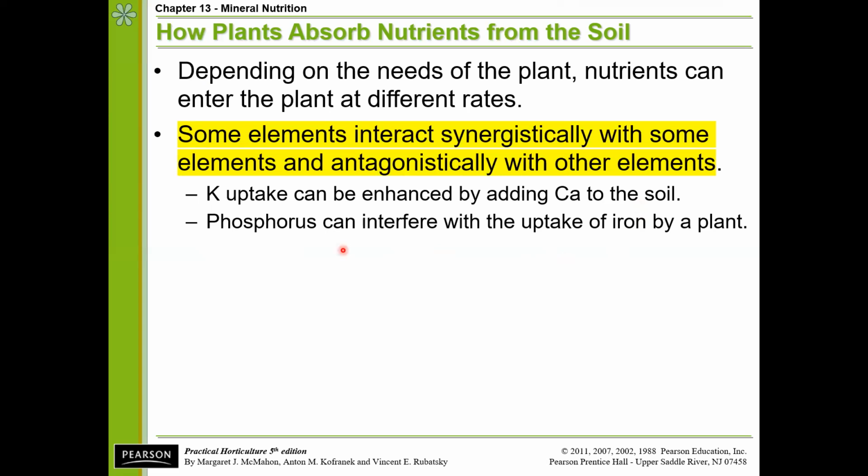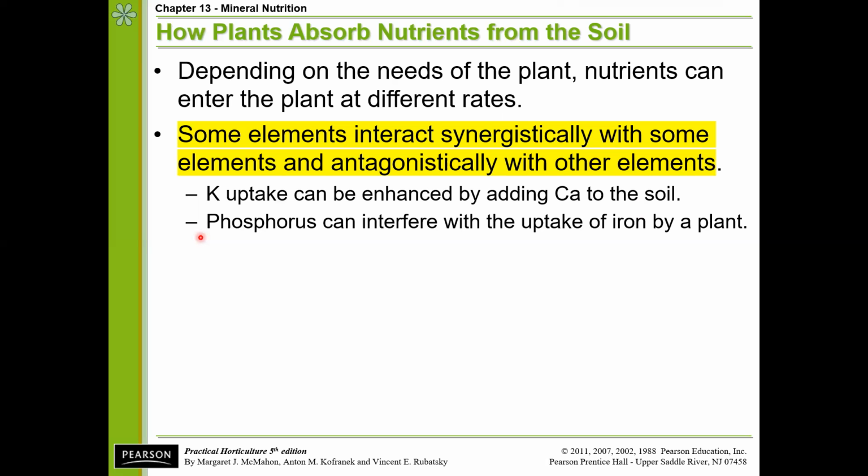So just for example, potassium can be enhanced by adding calcium to the soil. You would say that potassium and calcium work synergistically together. You can get more potassium, which is a major macronutrient, by having more calcium. Phosphorus, P, on the other hand, can interfere with the uptake of iron by a plant. So if you have too much phosphorus, then you don't get enough iron. So those are antagonistic to each other.